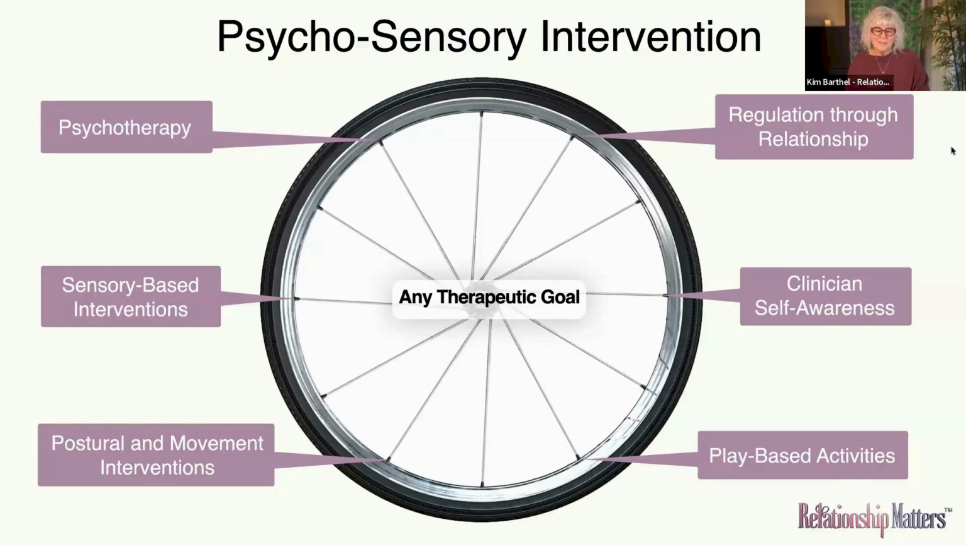And we know that when a spoke is bent on a wheel, that wheel doesn't turn so well. And so each particular place that we enter into the life of a person in front of us, if one piece is struggling, it affects the holism of the process.